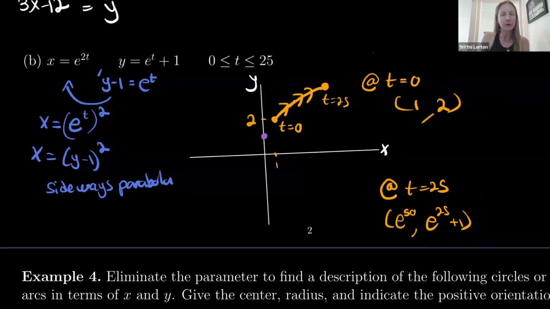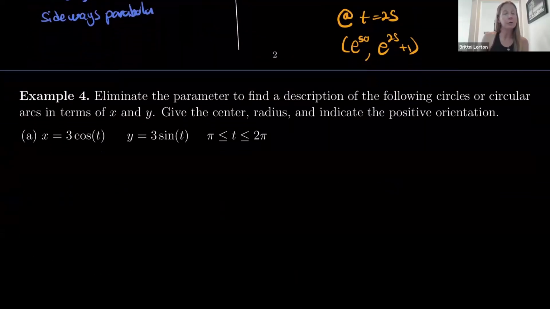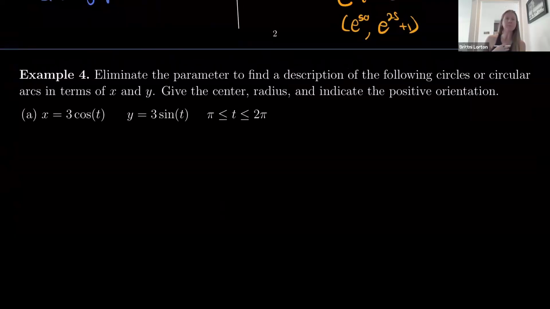Okay, let's do a little bit more. So the description, the positive orientation, you can always go back to do the t, x, y table. That's always a guarantee. So another example: eliminate the parameter to find a description of the following circles or circular arcs. Here I am giving you a nice little hint and telling you that these are in fact going to be circles. And then give the center of the circle, the radius of the circle, and make sure you draw that and indicate your positive orientation.